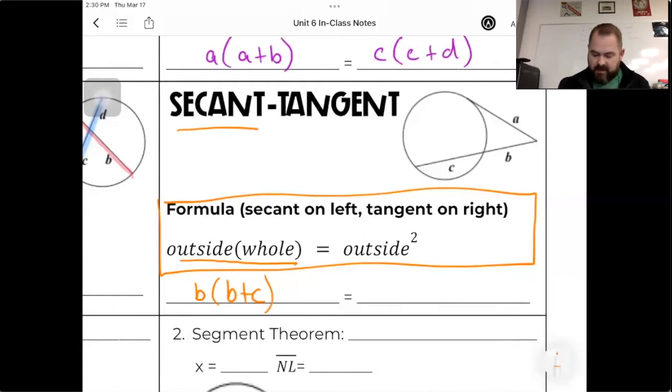But because the other portion is a tangent, the outside is A, and the whole thing is A. So outside times whole really makes it A squared. That's why this side is A squared, or outside squared, because outside is the same as the whole thing.